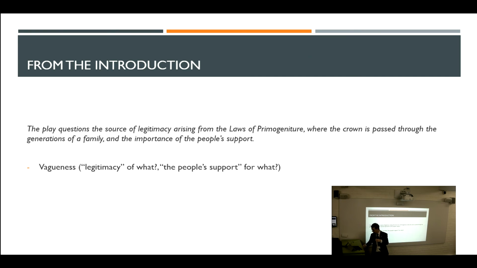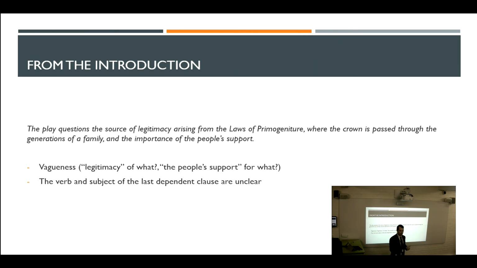The rising from and the source of is an overlap. The verb, you should be able to identify this, by the way. You should know what I'm talking about when I say this. The verb and subject of the last dependent clause are unclear. Because we've done clauses, and some of your writing is so unclear because you don't understand clauses. So it would serve you well to understand what a clause is and how to use it.